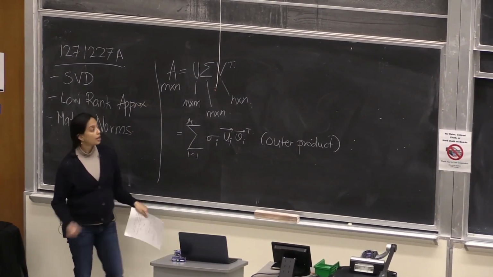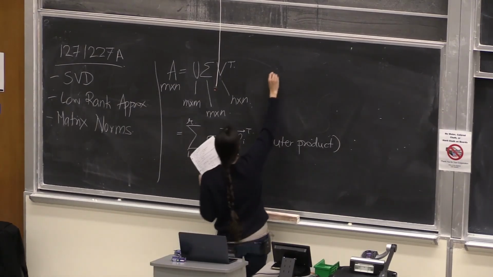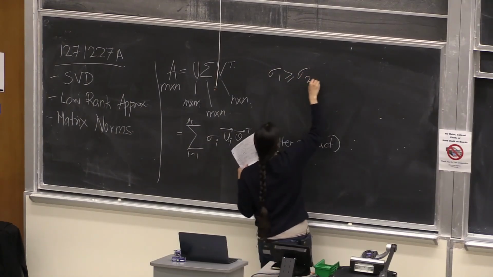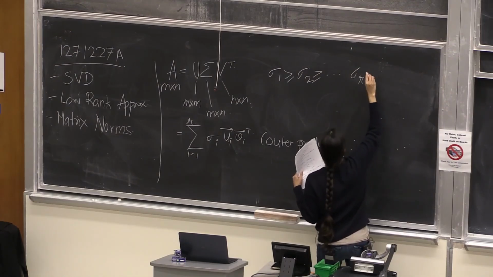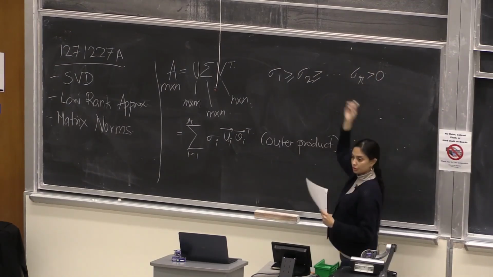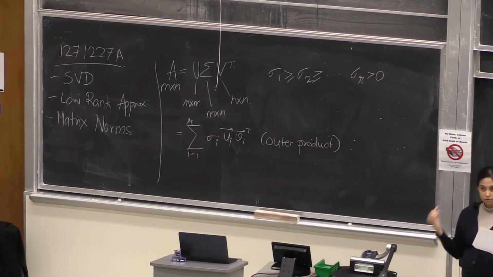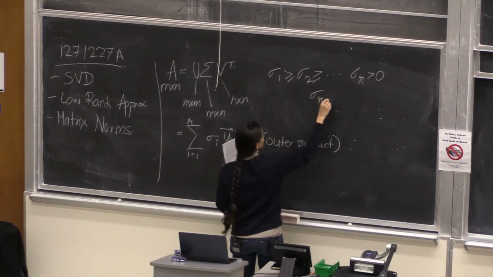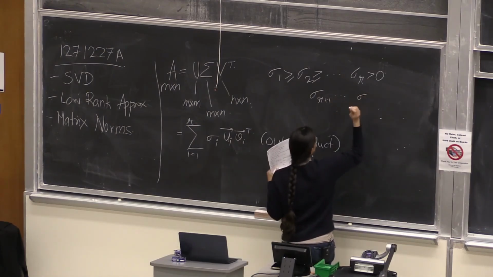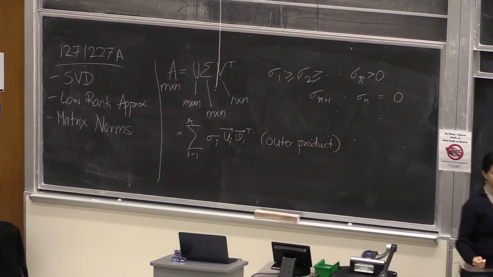The convention with the SVD is always to order your singular values such that sigma 1 is greater than or equal to sigma 2, and so on down to sigma r, and sigma r is always greater than 0 because you always assume that if r is the rank, you have r strictly greater than 0 singular values, and then sigma r plus 1 all the way up to sigma n is 0, whichever one is bigger. So all the remaining singular values are assumed to be 0.